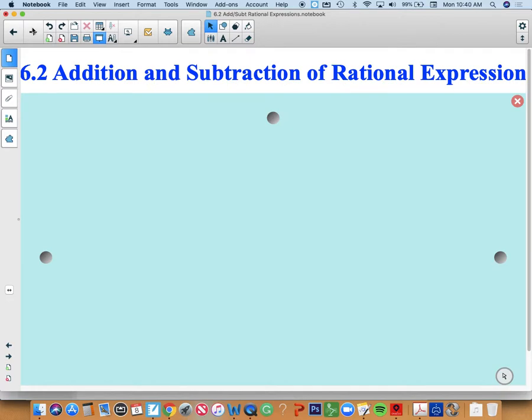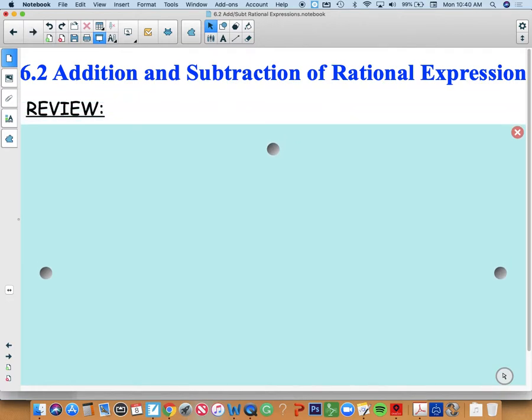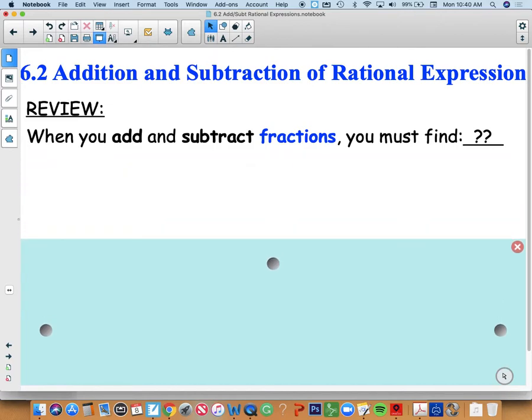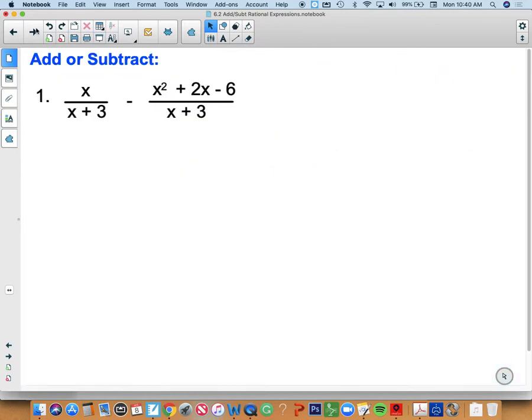So, I've said this quite a bit, but review. What do we need to do when we add and subtract fractions? You must find what? We've done this a lot in this class, just with normal fractions. So what do we have to do? Find common denominators. So we're going to start out with common denominators. The first problem here, go ahead and write that down. And if you ever need the sub to pause the video, that way you can write it down, you can ask them to pause the video quick.